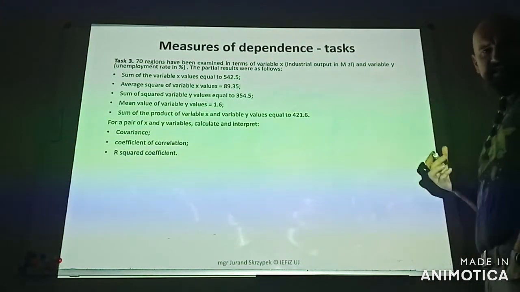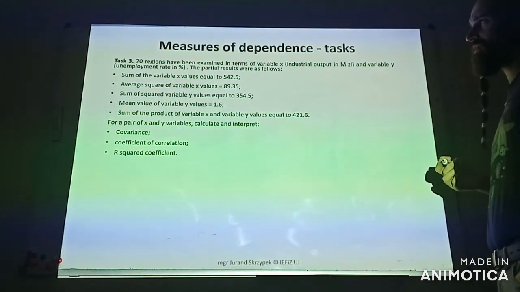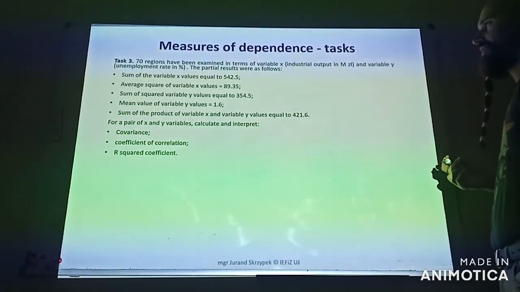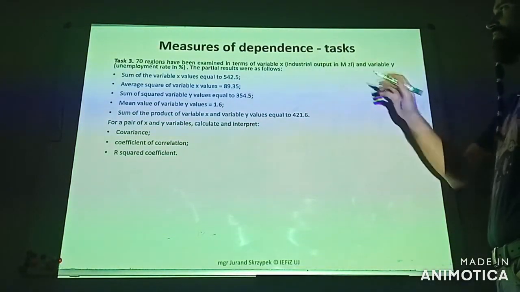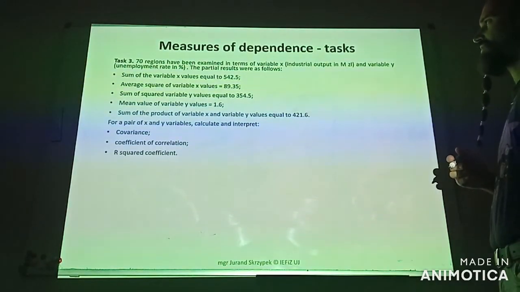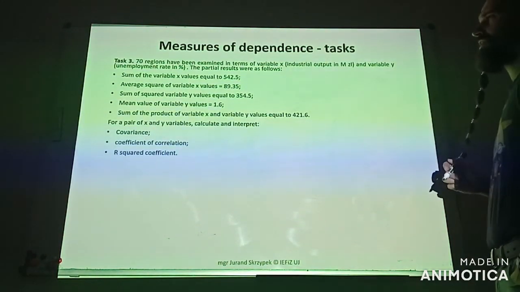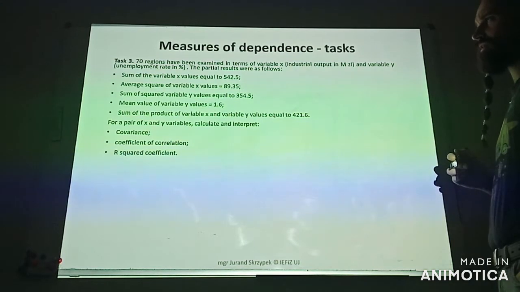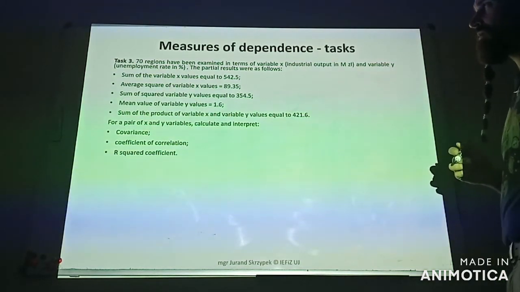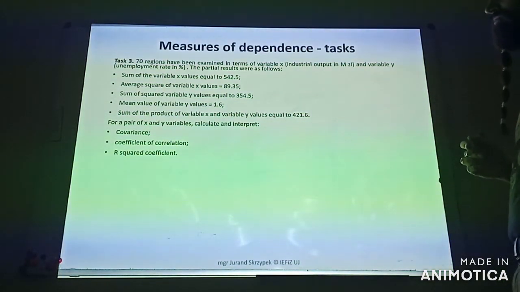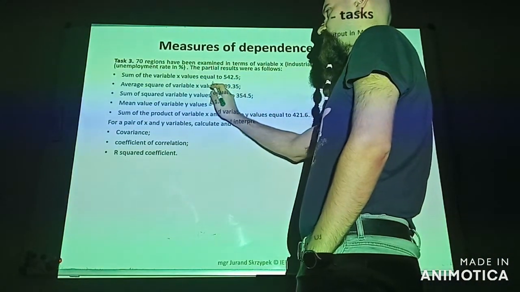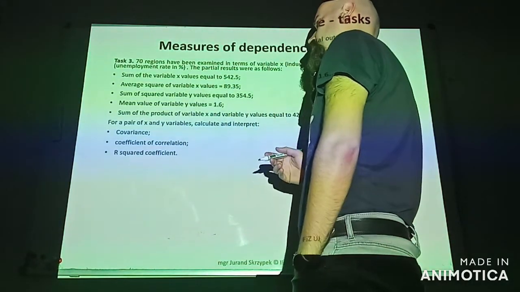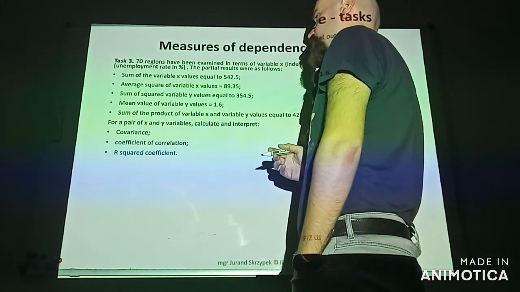And the last task. 70 regions have been examined in terms of variable X, industrial output in million zlotys, and variable Y, an unemployment rate in percents. The partial results were as follows: the sum of the variable x values is equal to 542.5.